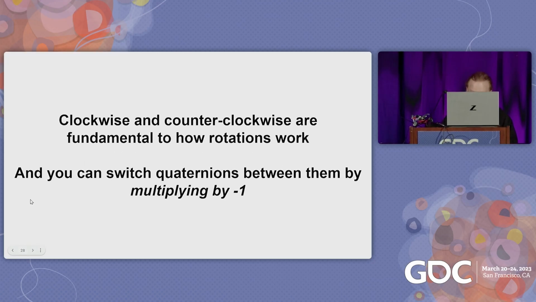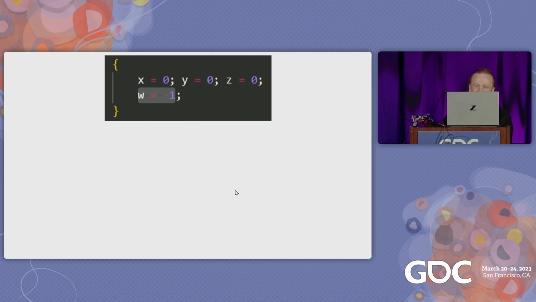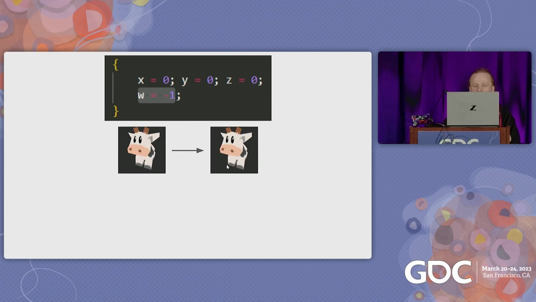Okay. And the reason that I point all that out is because I want to emphasize that clockwise and counterclockwise are fundamental to how rotations work. And it turns out that you can switch quaternions between clockwise and counterclockwise by multiplying by -1. This may sound like a weird curiosity, but it's actually really fundamental to how the quaternions work. So here you've got another quaternion. This is the w equal to -1 quaternion. What's this going to do to our cow? Well, it turns out that it leaves the cow alone.